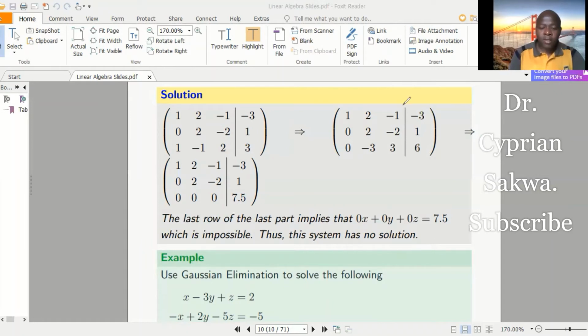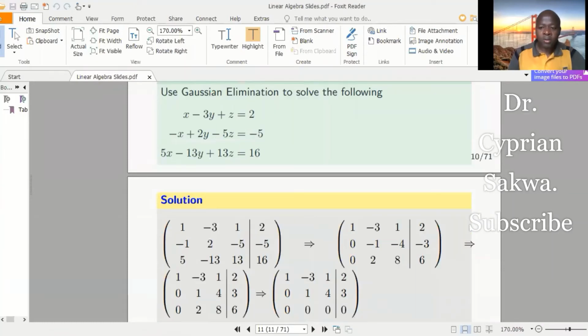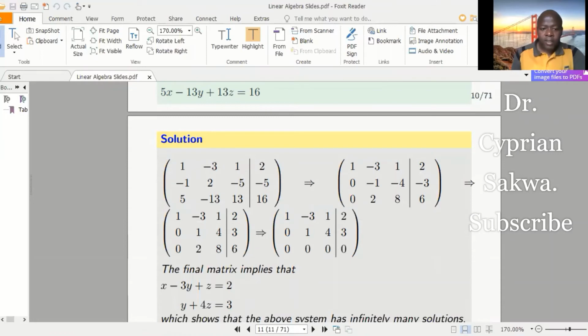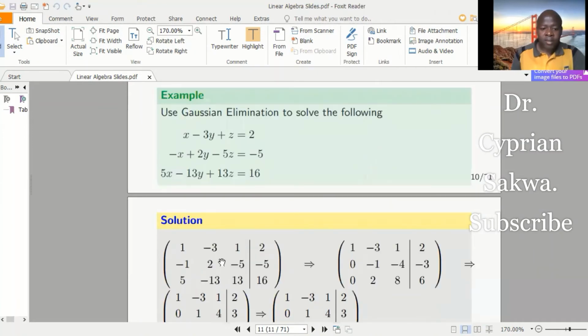So far we've looked at an example where the system had a solution and an example where the system has no solution. So let's look at this other example and see whether the system has a solution or solutions or no solution. This is our system. So very first, we extract the augmented matrix, and this is the augmented matrix that I extracted out of our system.